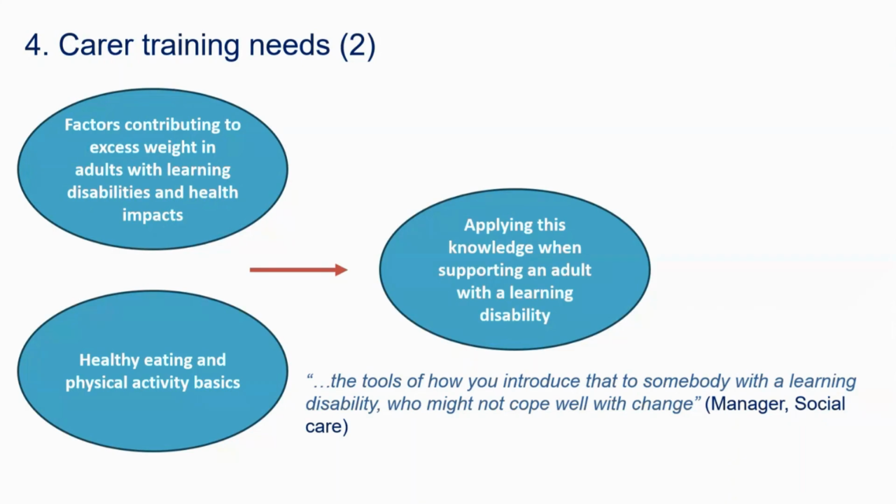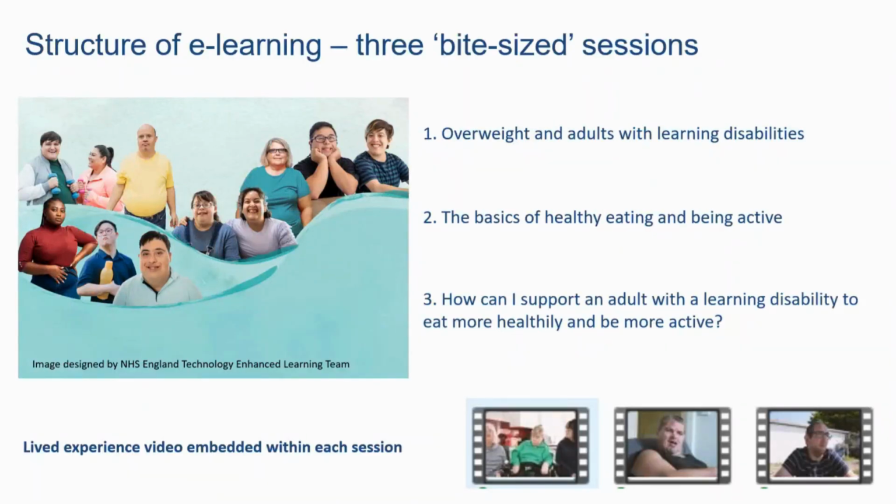Next slide, please. I just want to show you the structure of the e-learning. Those 3 main areas of need that we identified is how we actually structured the e-learning into 3 bite-sized, roughly 10-minute sessions. The first one is entitled Overweight and Adults with Learning Disabilities. The second one is the basics of healthy eating and being active. And then the third one is more of that practical stuff. How can I support an adult with a learning disability to eat more healthily and be more active? And within each of these sessions, we have a roughly 2-minute lived experience video that's embedded within each.